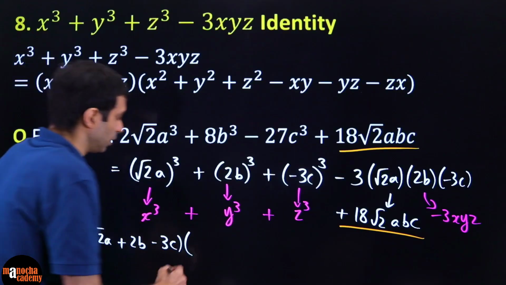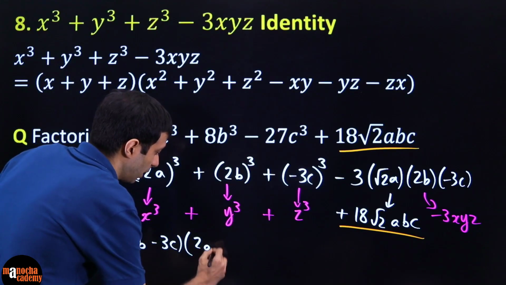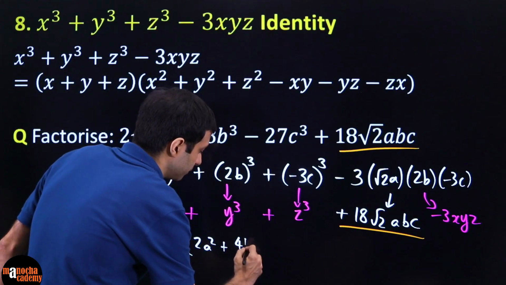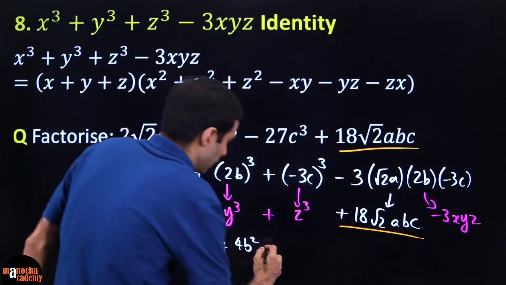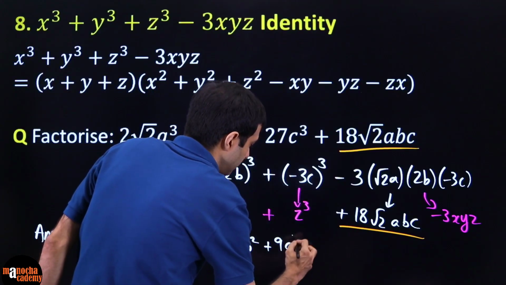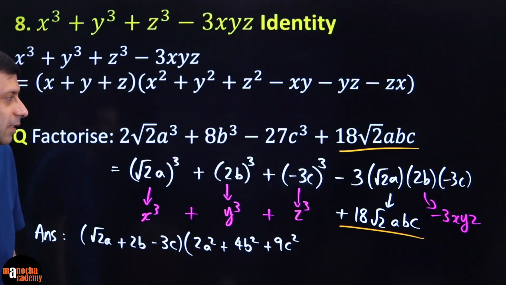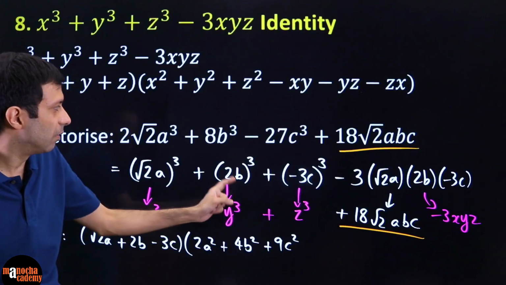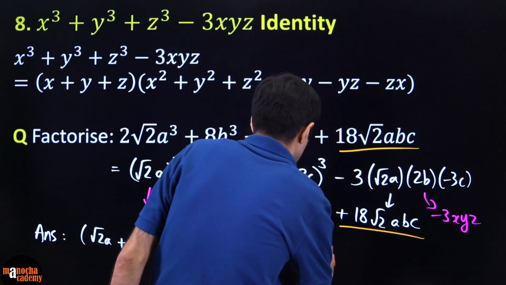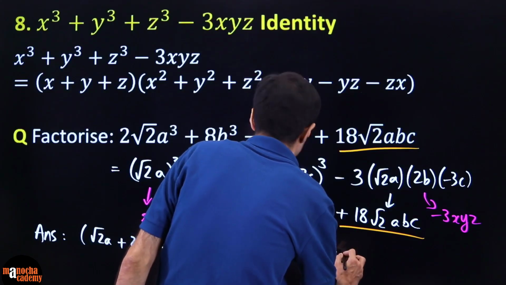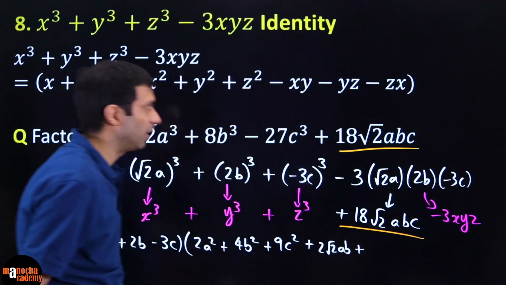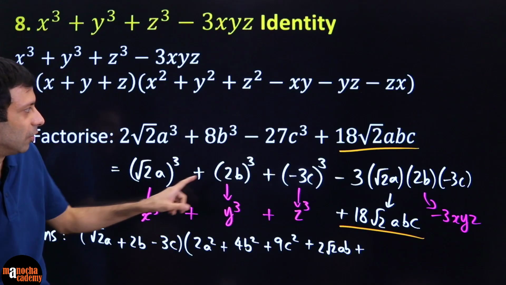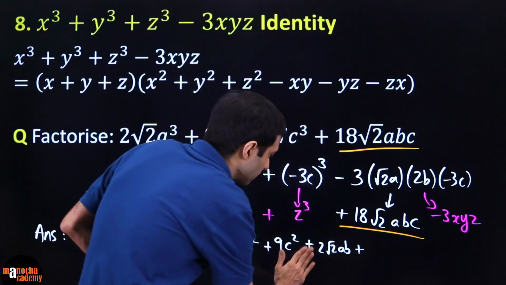So root 2a whole square is going to be 2a square. Second term if you square, 2b whole square is going to be 4b square. Minus 3c whole square is going to give me plus 9c square. Minus minus becomes plus. Then what do we have? xy. So xy means I have to multiply this term by this term. So that's going to give me plus 2 root 2 ab. Oh, it's going to be minus xy. Sorry, my mistake. When you multiply this, you have to keep the minus sign.